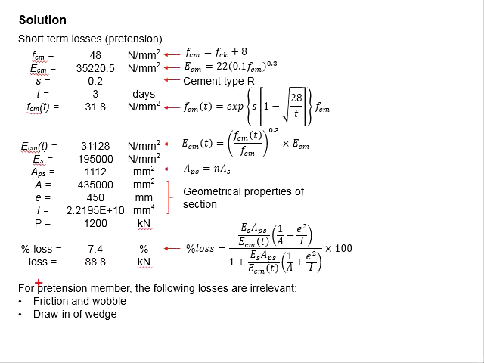Since the member is a pre-tension member, the following losses are irrelevant. These include friction and wobble and also drawing-in of wedges. With that, your total short-term losses will be only 7.4% out of 1200 kN.